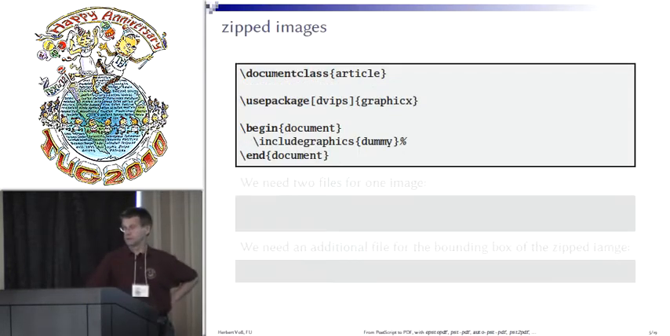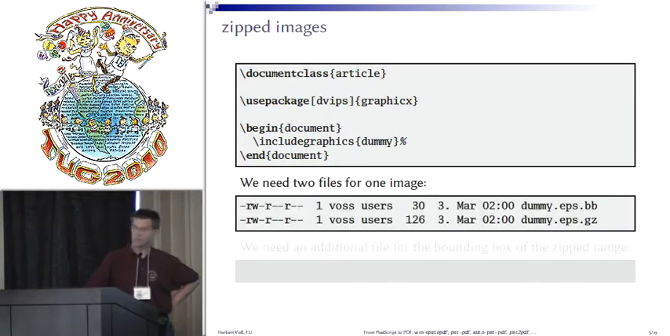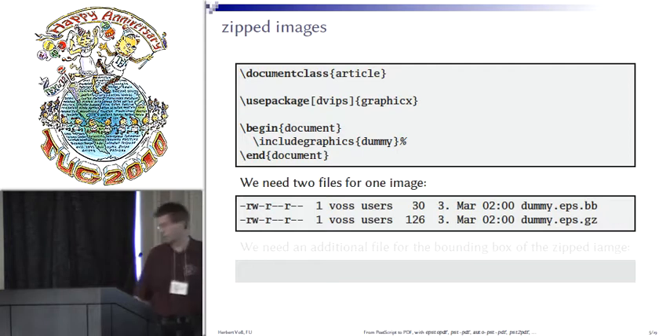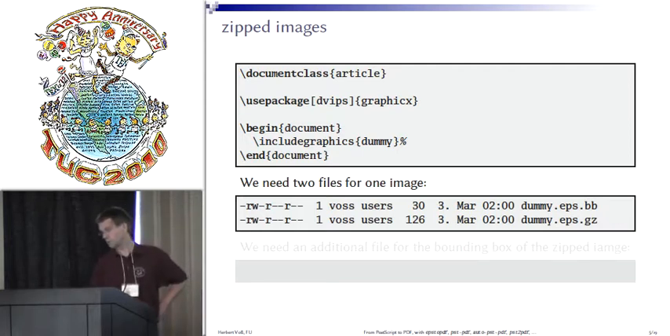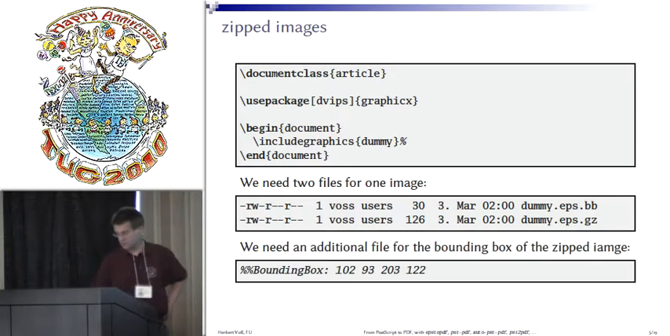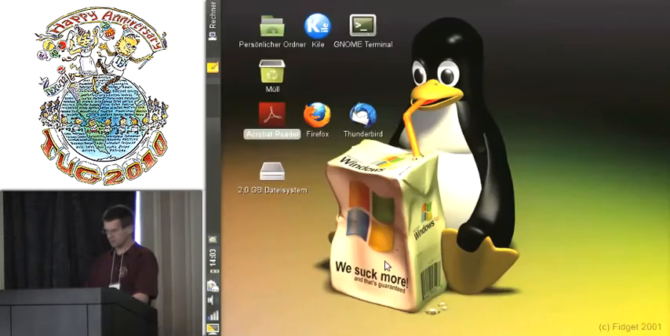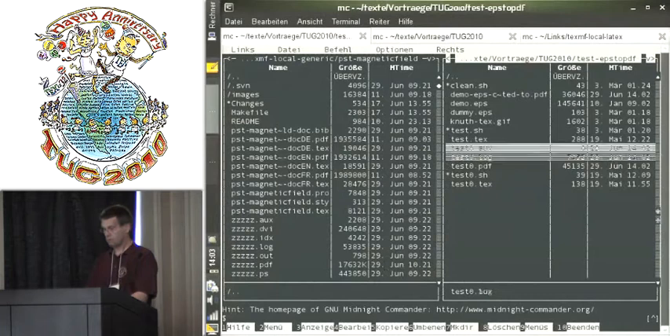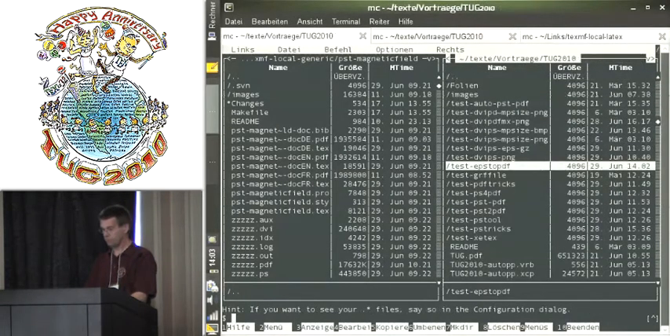Okay. Second one. I show it only for some historical reason. You can use zipped images, but then we need an additional file which holds the bounding box values, like this one. It makes no real sense nowadays because space is no problem.